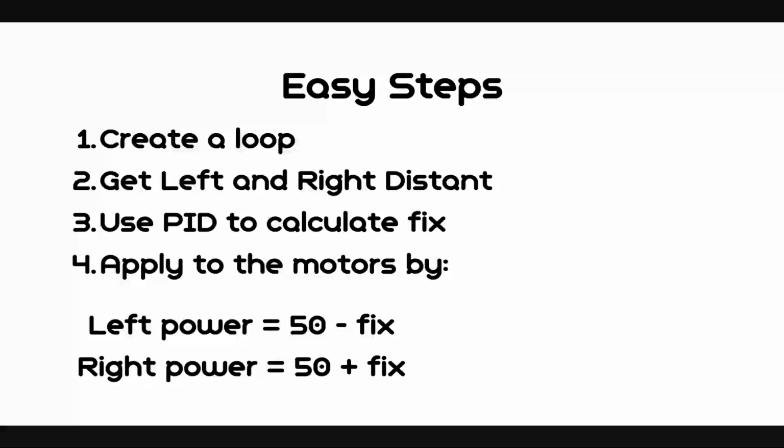We can follow some easy steps to code. First, create a loop. Then, we can get the left and the right distance. Third, use the PID formula to calculate the fix. And then we just have to apply it to the motors by left power equals power minus fix, and right power equals power plus fix. Notice that one side subtracts the fix and the other side adds it. Do you know why? Share your thoughts in the comments below.